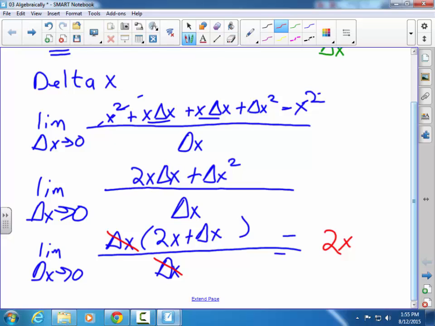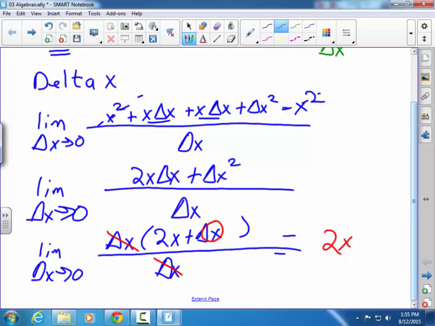Right. We're putting 0 in not for x. We're putting 0 in for delta x. This puppy here becomes 0. The 2x doesn't change. We don't know what x is. All we know is what delta x is. Delta x is getting really small.